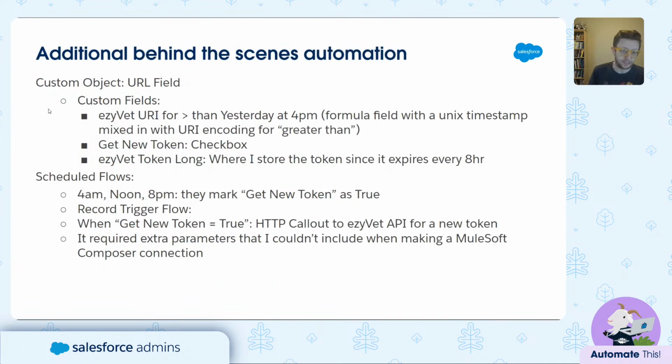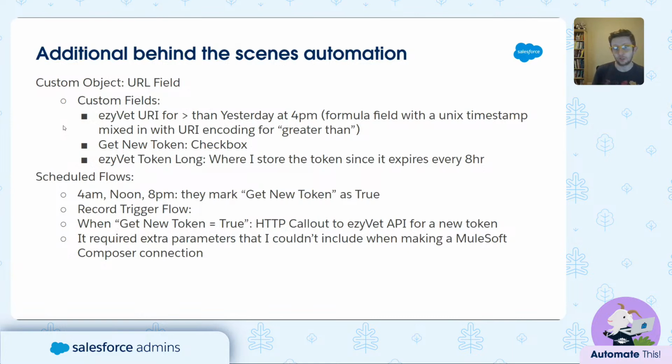So to help with this, I built some behind the scenes automation. I built a custom object that I just call URL fields. Very generic because I use it for a few different things. I made an EasyVet URI field that is greater than 4 p.m. yesterday. It's a fun formula field for a Unix timestamp mixed with URI encoding for greater than. And a shout out to Google for being able to help with that. There are websites that help you do URI encoding, so I didn't have to learn that, which is awesome.